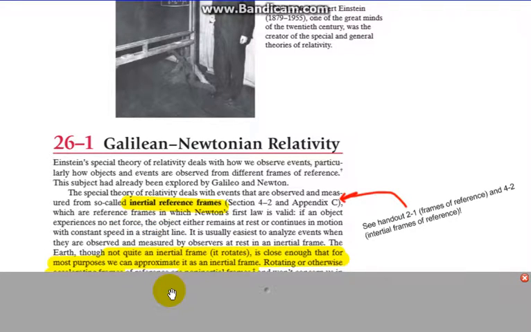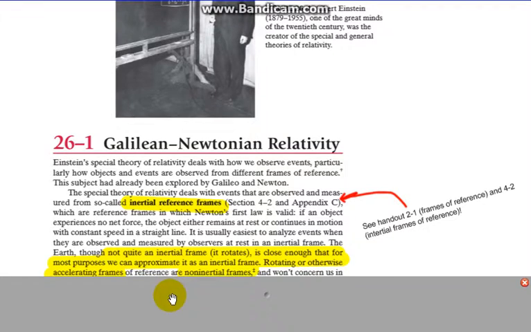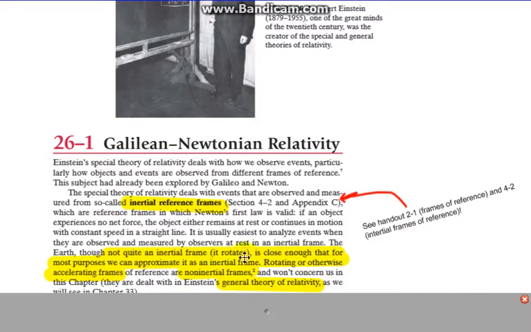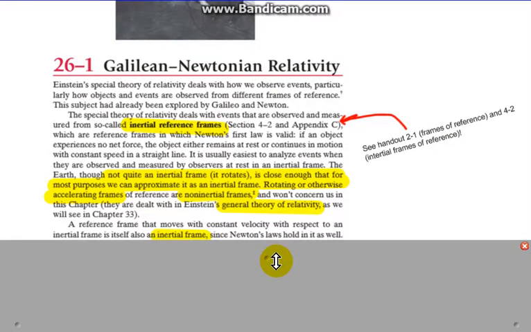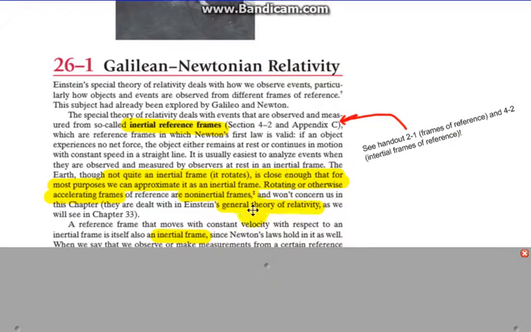It is usually easiest to analyze events when they are observed and measured by observers at rest in an inertial frame. The Earth, though not quite an inertial frame, because the Earth rotates, so technically our velocity is changing because our direction is constantly changing, is close enough that for most purposes we can approximate it to be an inertial frame. Rotating or otherwise accelerating frames of reference are non-inertial frames. Just be wary of that. It won't concern us in this chapter.